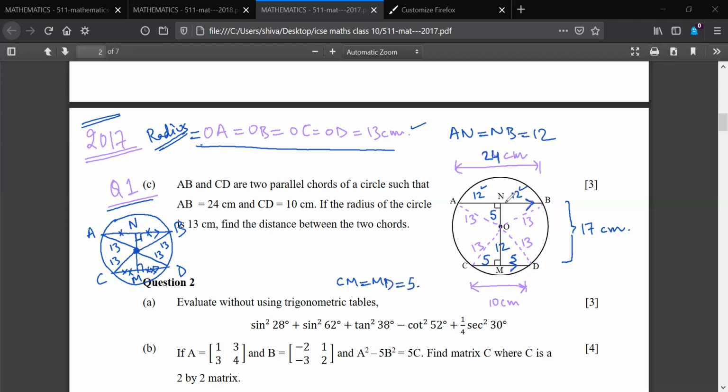Okay. Then by basic Pythagoras, 13 square minus 12 square under root. Therefore, I can get ON is equal to 5 and I can get OM is equal to 12. Any doubt about this? No, sir. By Pythagoras, the distance between the two chords would be 17 centimeter, 5 plus 12. Any doubt about this? No, sir. Nice, sir.